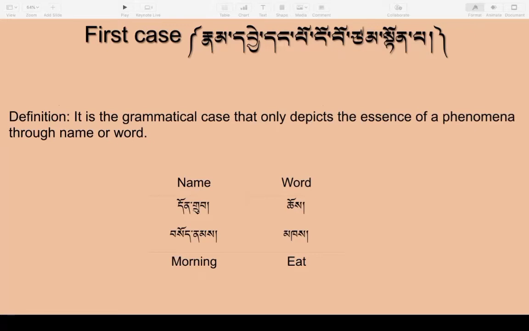Meaning that these connective particles only depict the nature. What it does is that it only separates a name from a word, meaning it creates the individuality of each single name and each single word.